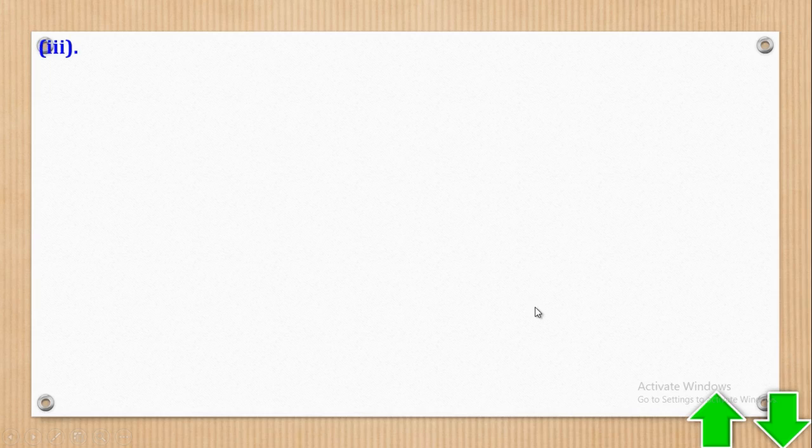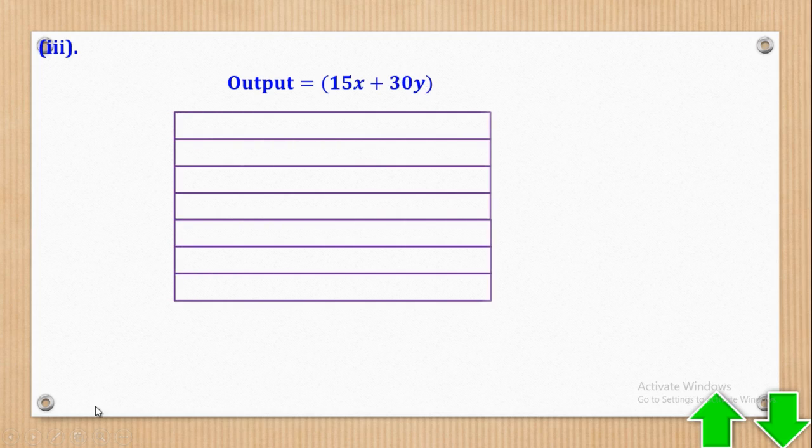For Roman 3 we need to tabulate our results, so this will be the output, that is 15x plus 30y. Remember, 15 was the number of people carried by the taxi and 30 was the number of people carried by the coaster. In this table, we are going to first list down the points we got in our feasible region. So we shall list 4 1, 5 1, 2 2, 5 2, 3 3 and 5 3. These are the very points we got in our feasible region.